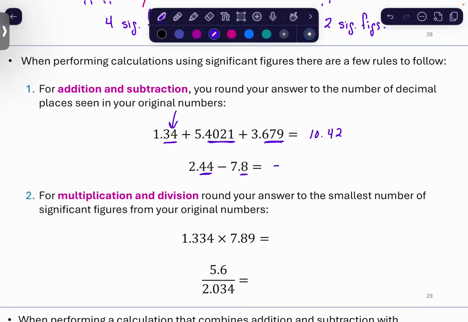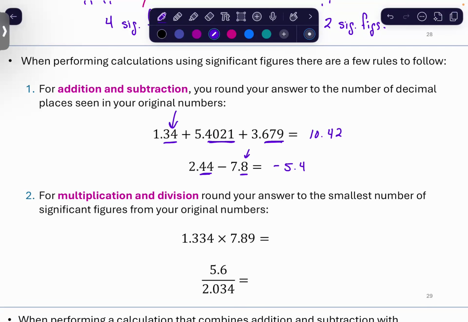So this will be a negative 5.4. You have to round it to 1 decimal place because 1 is the lowest number of decimal places involved in your subtraction. That's how you do addition and subtraction.